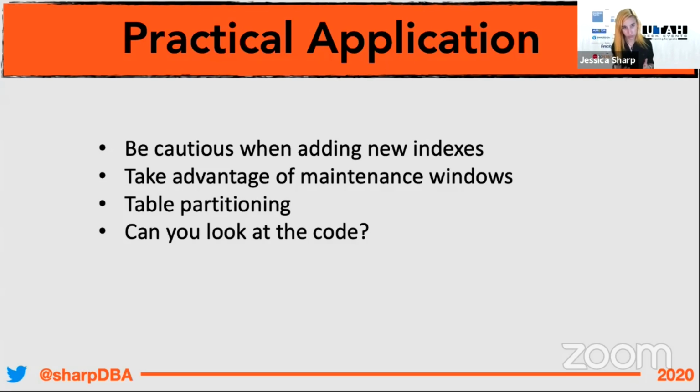Table partitioning can help. If this is new for your ecosystem, take advantage and implement table partitioning for this database. Look at your code. And again, that's a whole other presentation. Just be aware that you need to look at the code if you're going to add partitioning in hopes that it'll help the autovacuum.